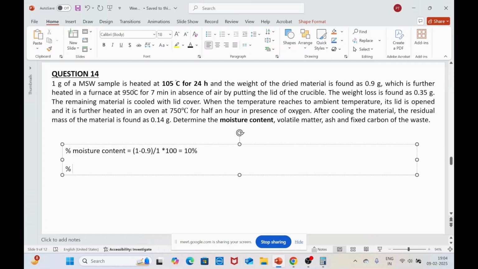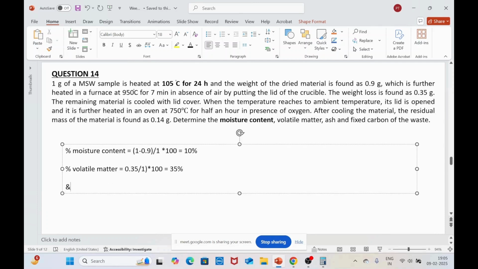And then once you do this, what you are going to do is heat it in a furnace at 950 degrees Celsius for 7 minutes in the absence of air. So during this process, all this volatile matter that you have will get removed. So the volatile percentage is nothing but whatever is going to be left out, the percentage of the volatile matter. So that will be 0.35 by 1 times 100, that is 35 percentage.